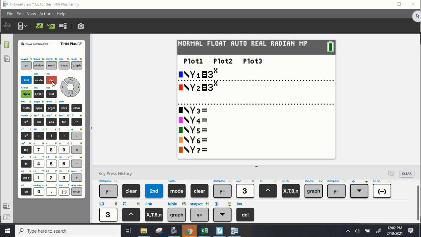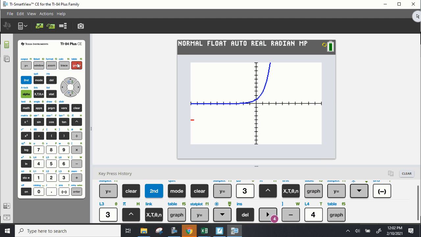And this was 3 to the x power minus 4 is the next thing we're doing to compare. Hit graph. And probably just as you suspected, you're going to have the same graph translated down 4 units. Our y-intercept is going to be translated down 4 units, and the domain is going to stay the same. The range is going to change in the same way, shifted down 4 units.